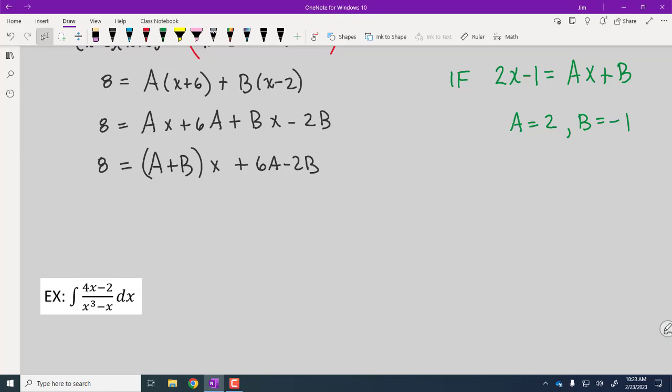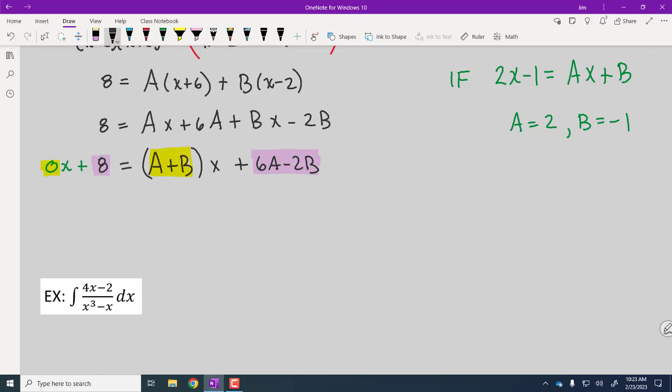On the left, what is the coefficient of x? 0. This is 0x plus 8. That's a polynomial. This is a polynomial on the right. The coefficient of x here must match the coefficient of x here. The constant here must match the constant there. So all we're doing is setting a polynomial equal to a polynomial and matching the corresponding coefficients. That's how we're going to build our system that will solve for a and b.